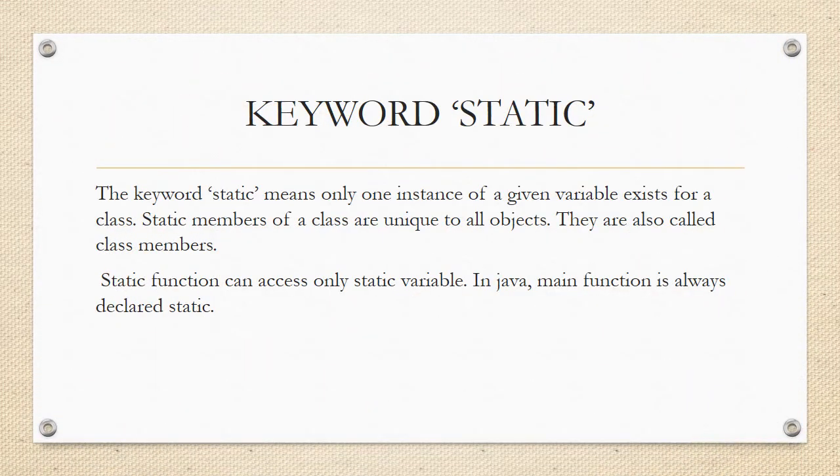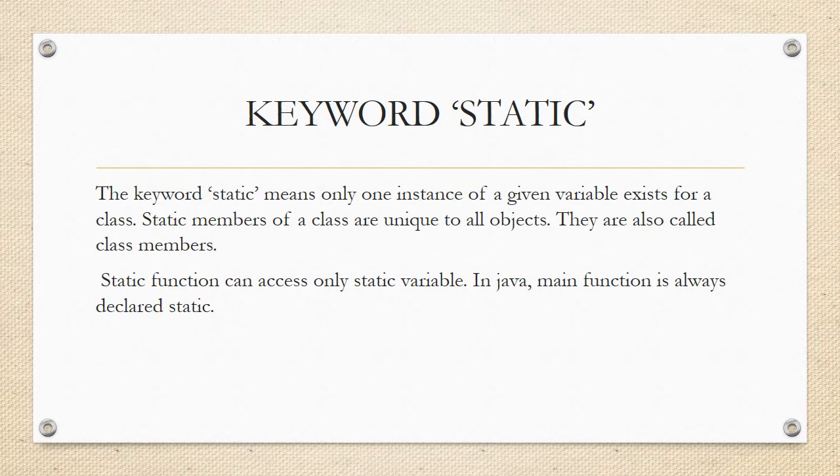Next, static. What is the keyword static? It means only one instance of a given variable exists for a class. You know that in a class there are various types of data members, data variables, and they all have different types of scope also. You know the scope of variables, like local variable or global variable or parameterized variable. These are the instances of the variable. Okay, so static members of a class are unique to all the objects.